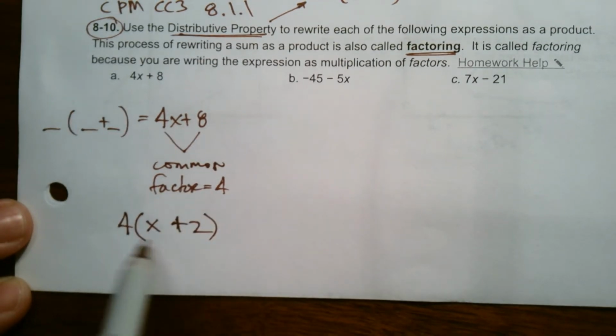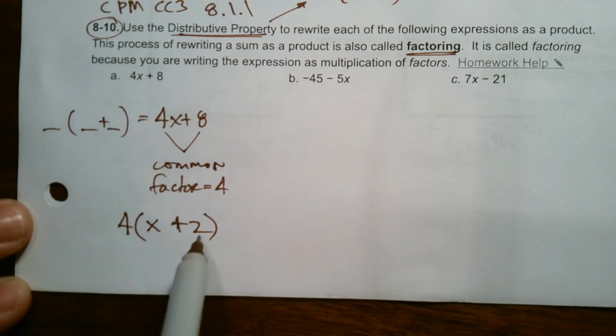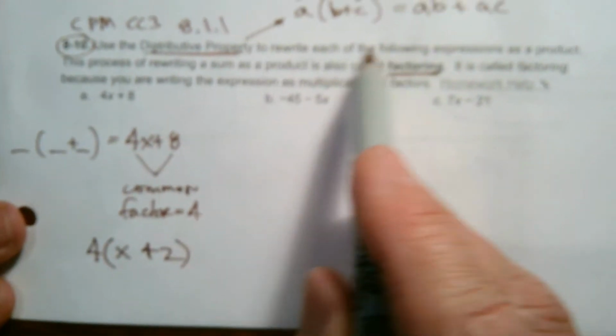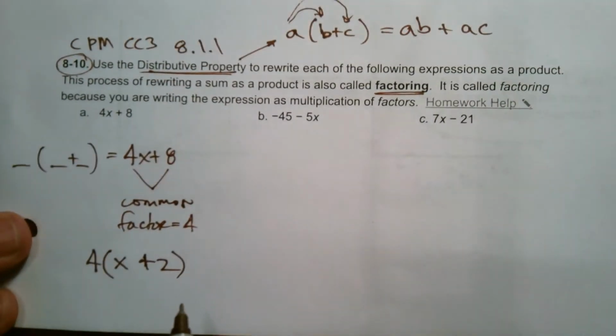Because if you notice, if I multiply through, 4 times x would be 4x, and 4 times 2 would be 8. Again, using this distributive property idea.